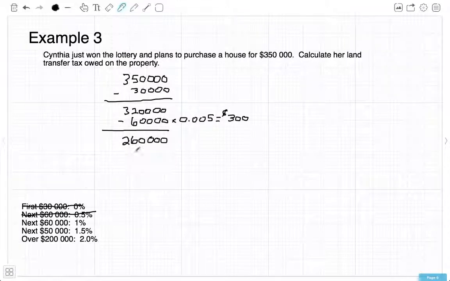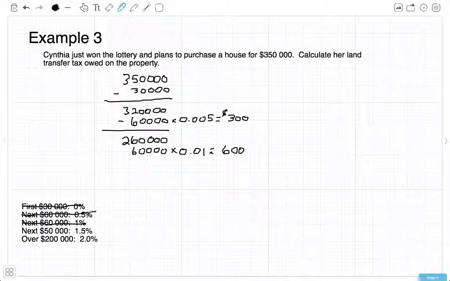The next 60,000 is taxed at 1%. So again, I've got 60,000 here, which is going to be taxed at 1%, 0.01, and that is $600. I've now taxed another 60,000 out of their house value, so I can get rid of that line, and I can take off another 60,000 from their house value, leaving me with $200,000. It still needs to be taxed.